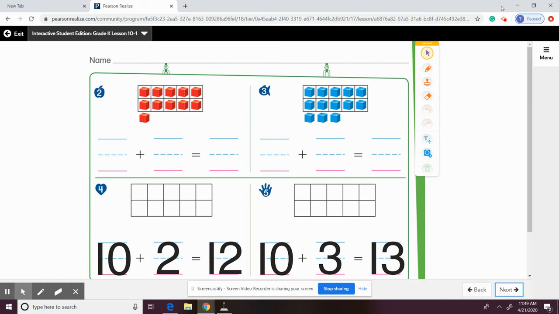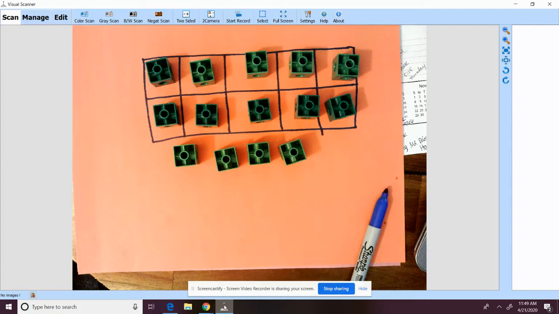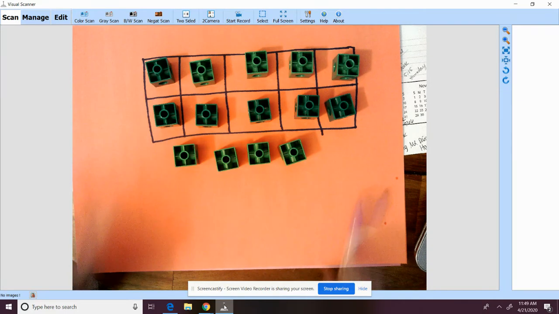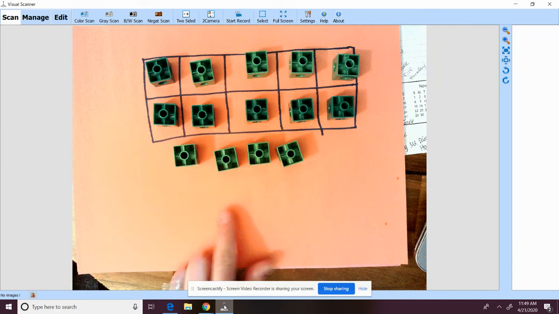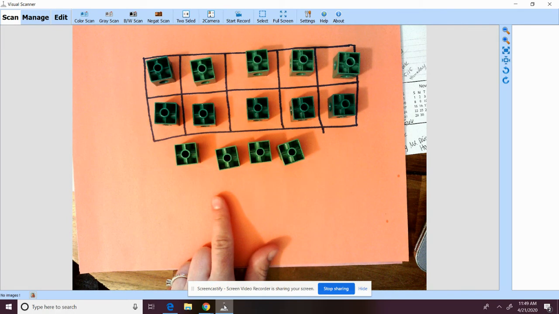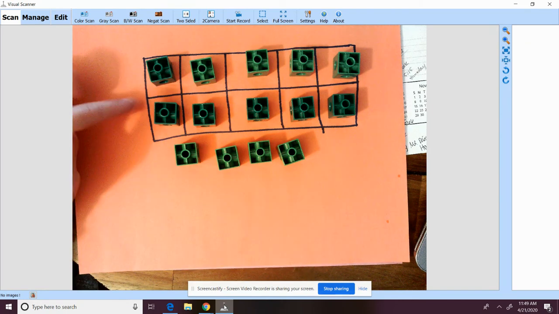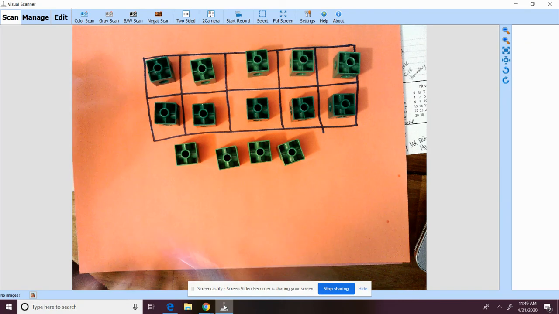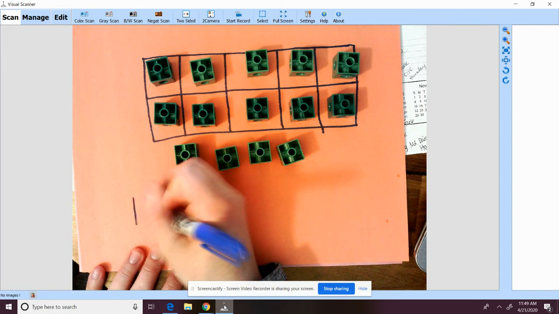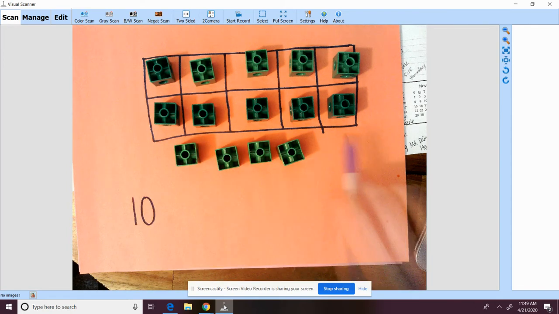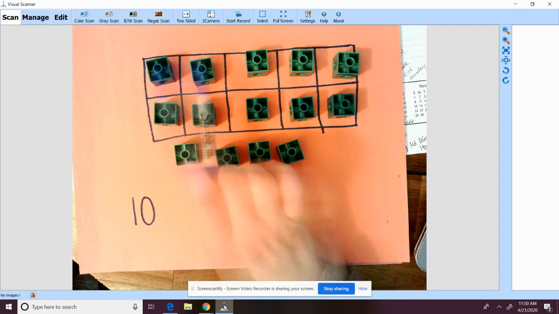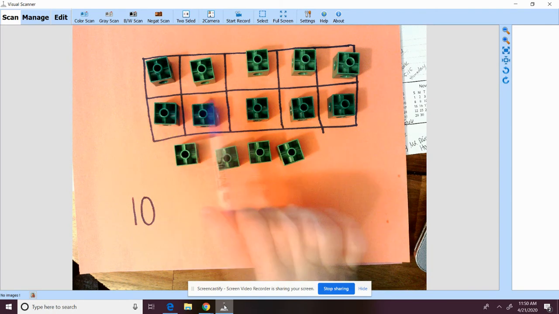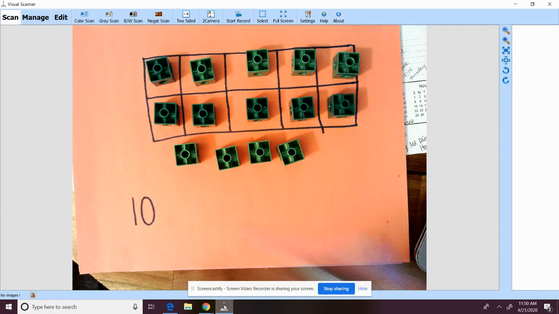So Mrs. Sonic has an example I'm going to show you. So I created a 10 frame, which is full with connecting cubes. And then I also have some extra ones down here. So I know that my 10 frame is full so that I can put the number 10 because it is completely full. There's no spots missing, so I know that I have 10 total. And you could always count to double check if you want, but 1, 2, 3, 4, 5, 6, 7, 8, 9, 10. So that 10 frame is full, so that's our first part.